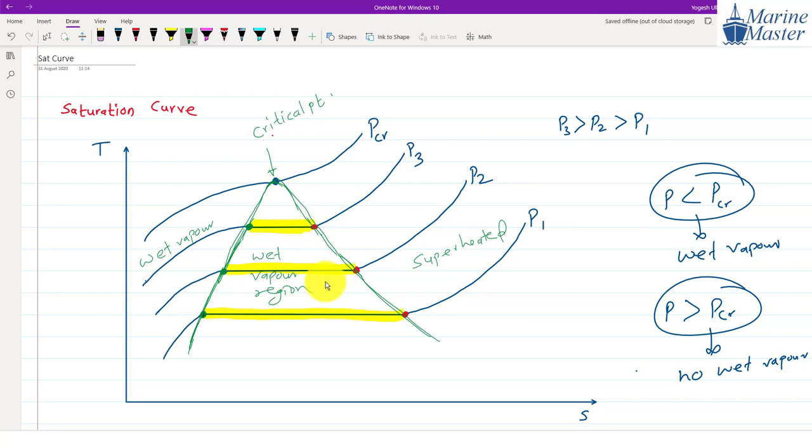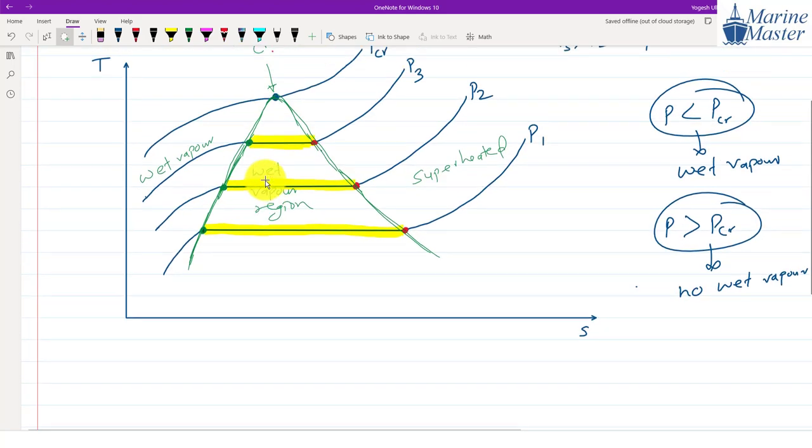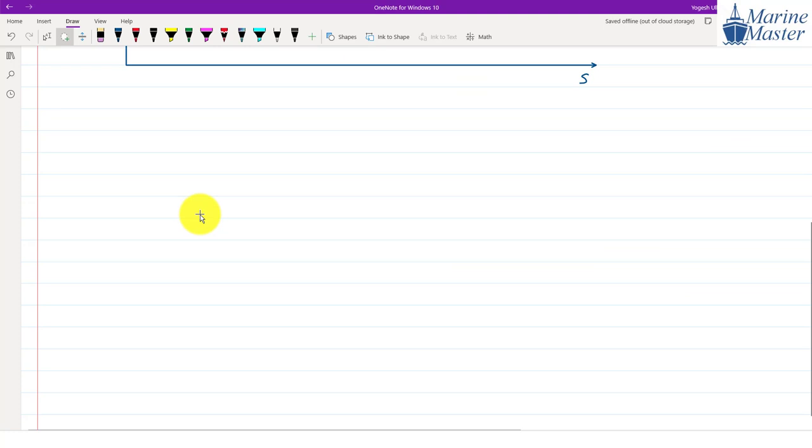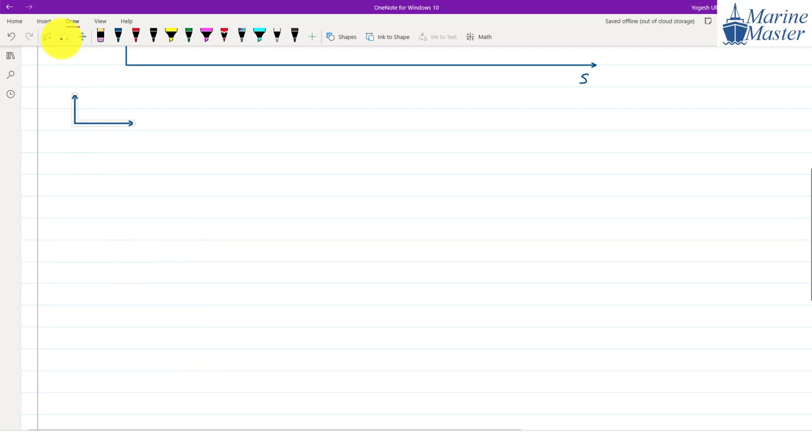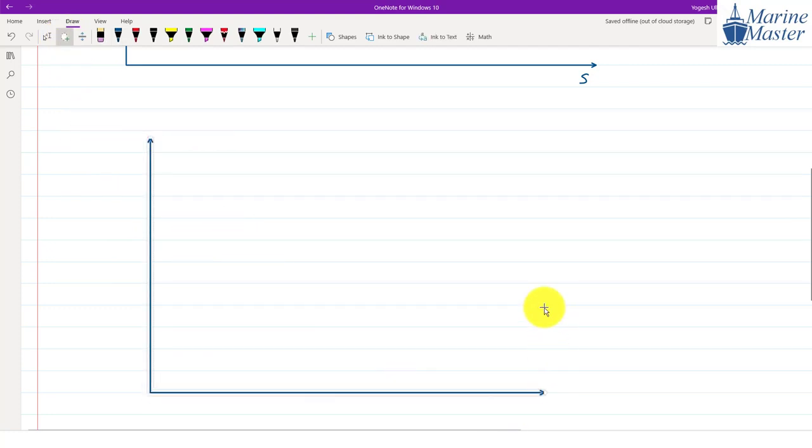Very simple discussion. Understanding the saturation curve is very, very important for the refrigeration chapter, guys, because the entire refrigeration chapter totally depends on this saturation curve. If you have not given the heading, first of all, give this heading, saturation curve. Now we are going to see how to draw the saturation curve from the exam point of view, which is very, very important to us. And we are not going to draw this bad drawing, guys.